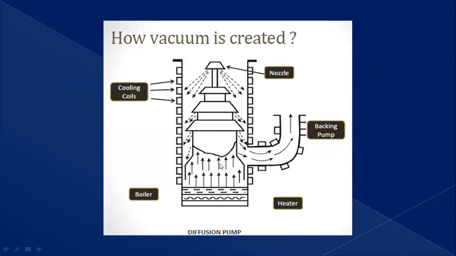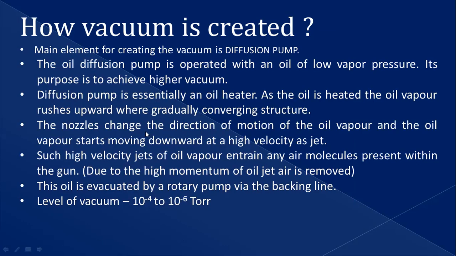See, this is converging. Converging is nothing but a reduction in the size. Everywhere there is a nozzle, one type of nozzle here, here, and here. So these are vapors. You're going to inject this converging cross-section into the chamber. The nozzles change the direction of motion of the oil vapor, and the oil vapor starts moving downward at high velocity as a jet.